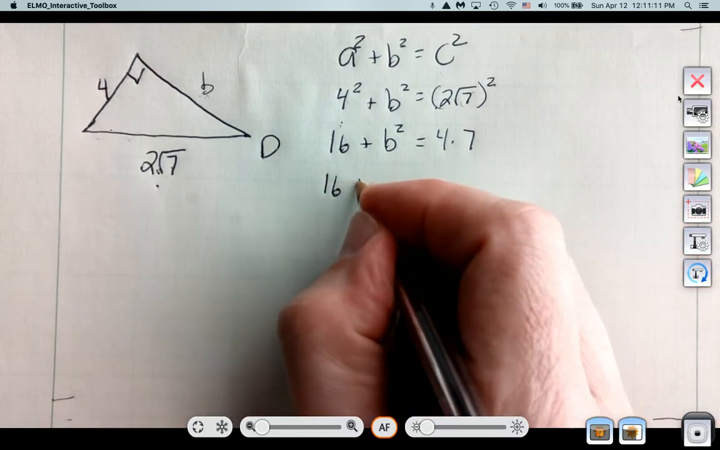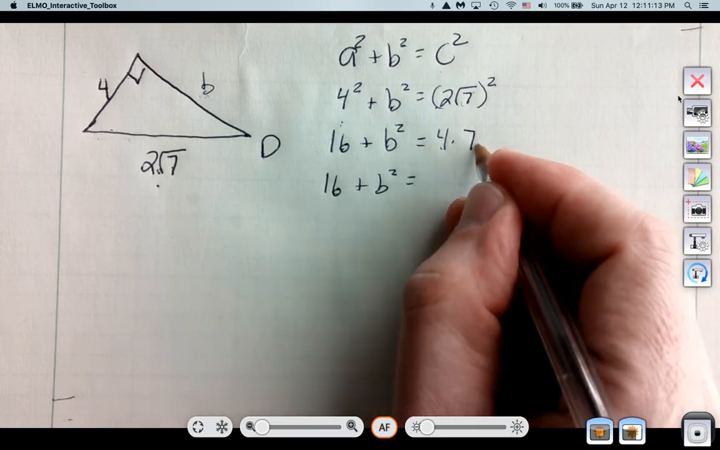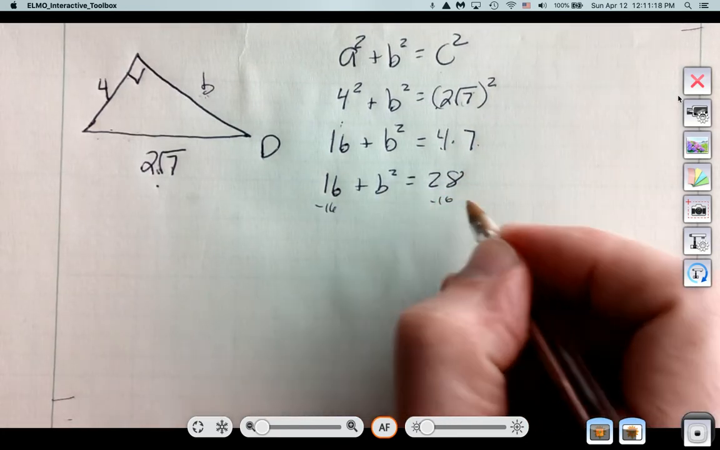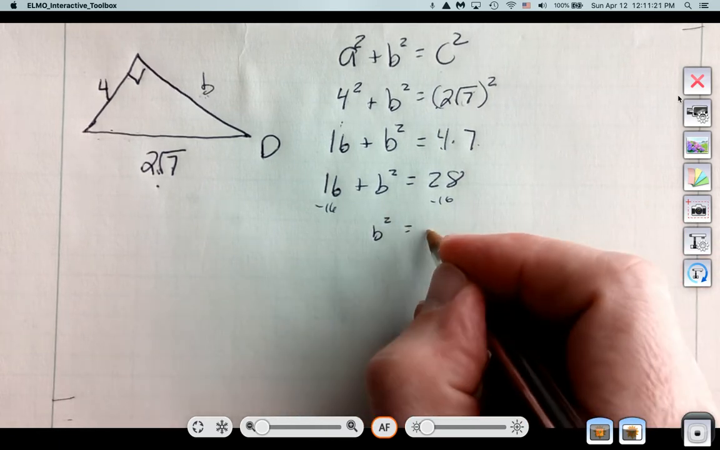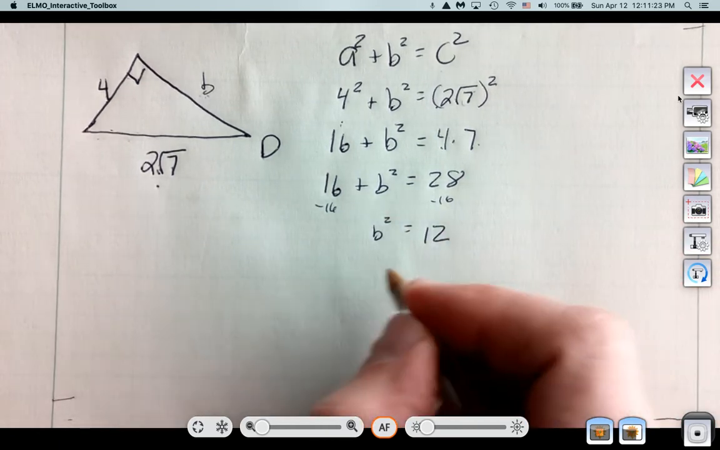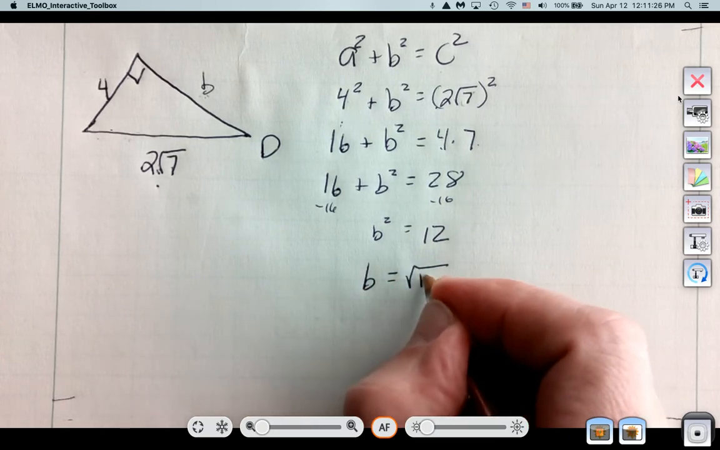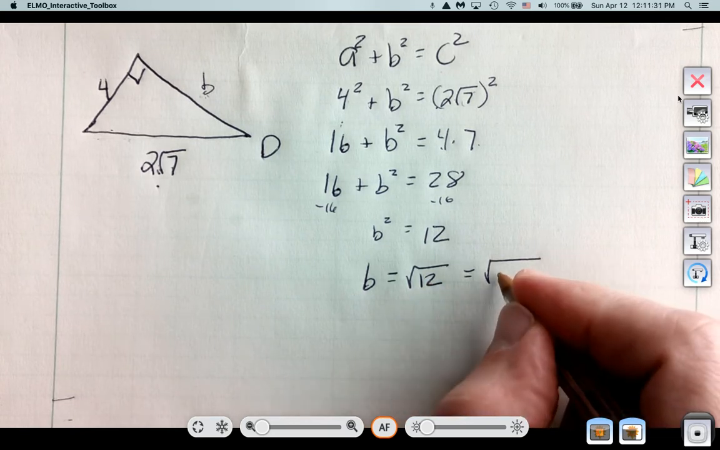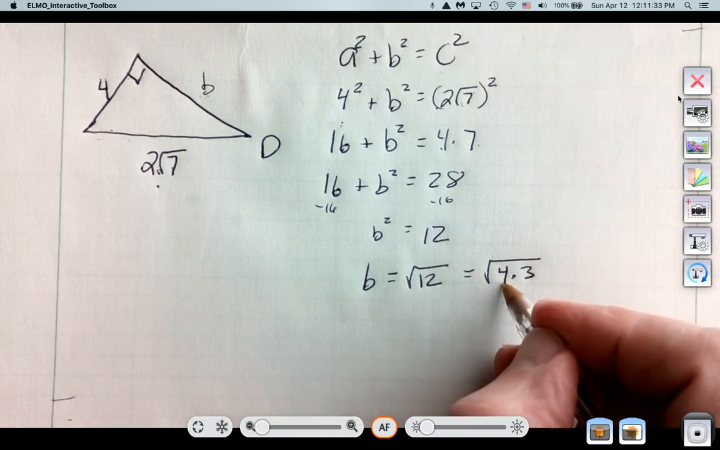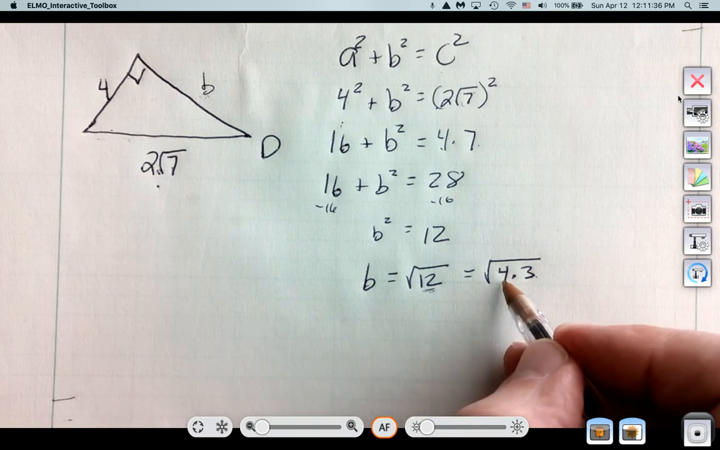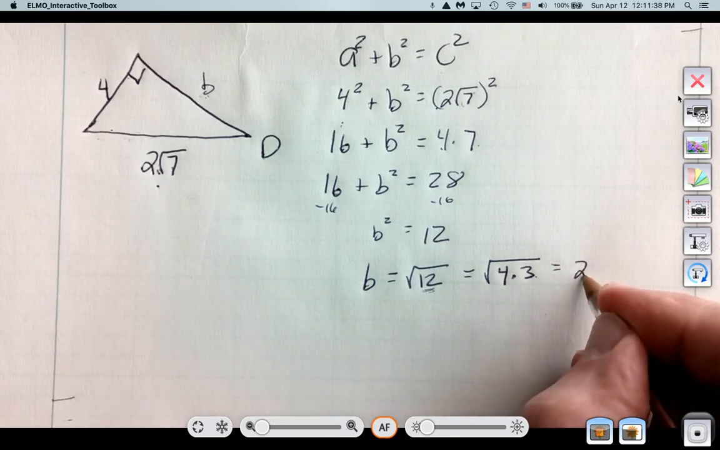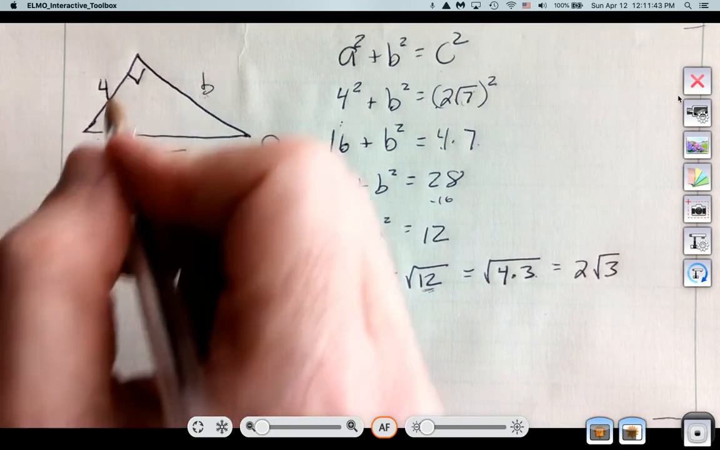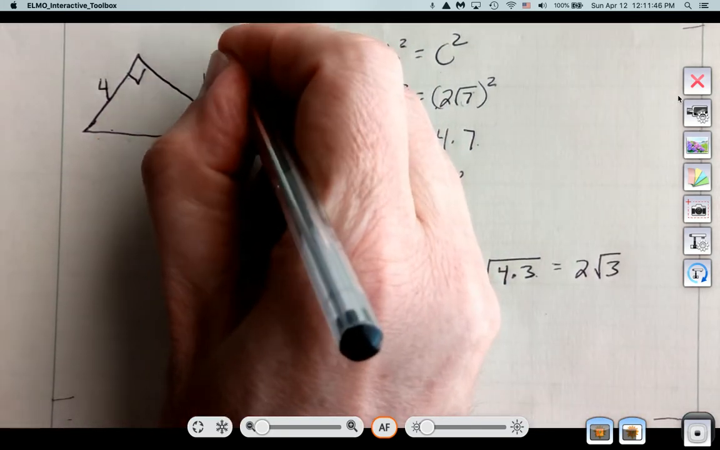So I get 16 plus b squared equals 4 times 7 is 28. Minus 16 from both sides. I get b squared equals 12, or b equals the square root of 12. Now the square root of 12, remember we need to reduce this. Square root of 12, 12 is 4 times 3. I can square root the 4 and get 2 square roots of 3. So I come back here, my missing side is 2 square roots of 3.